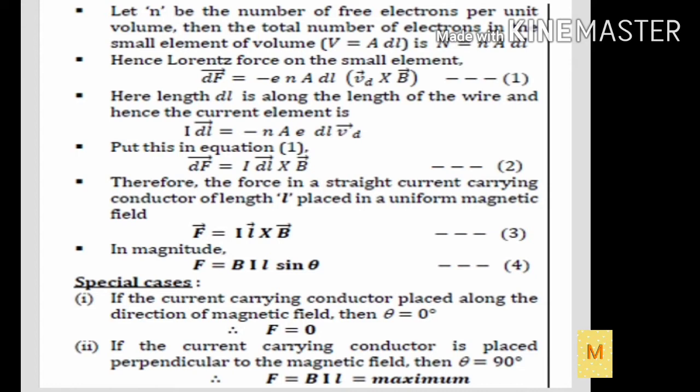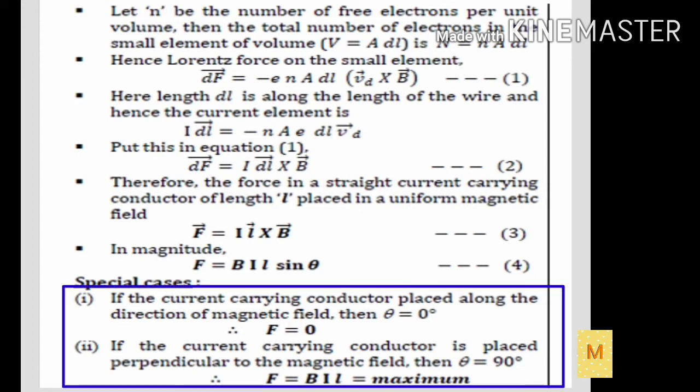And next, some special cases are given here. If the current carrying conductor is placed along the direction of the magnetic field, what will be the force experienced by the conductor? Along the magnetic field means we have to take theta as 0 degree. So if theta is equal to 0 degree, sin 0 will become 0. Automatically equation 4 will become 0, which means F = 0. If the current carrying conductor is placed perpendicular to the magnetic field, then the angle theta will become 90 degree. Sin 90 degree will be equal to 1, which means F = BIL, which gives us the maximum value.